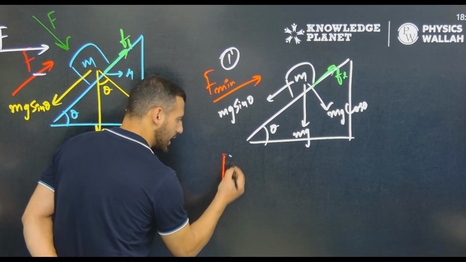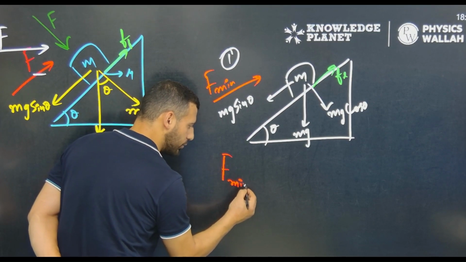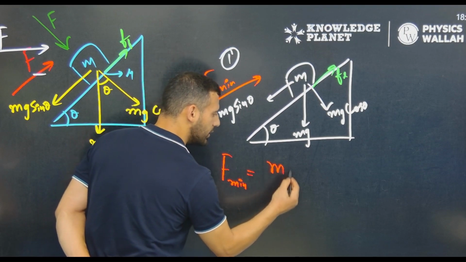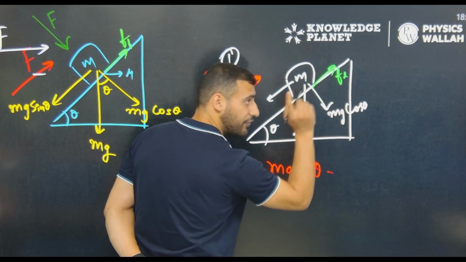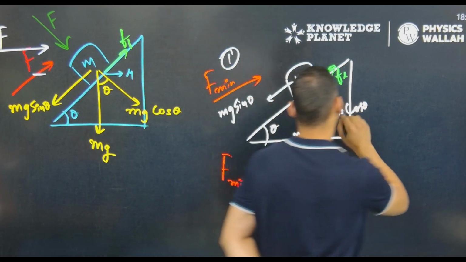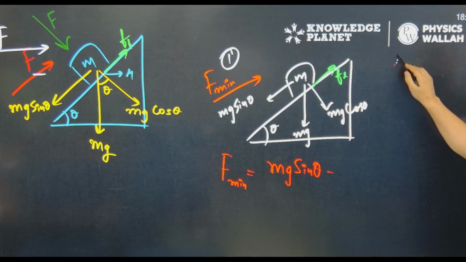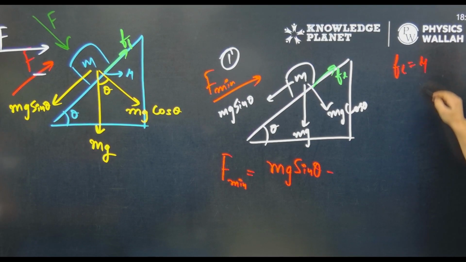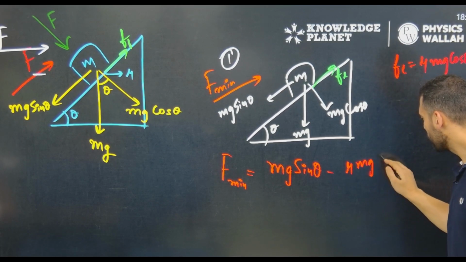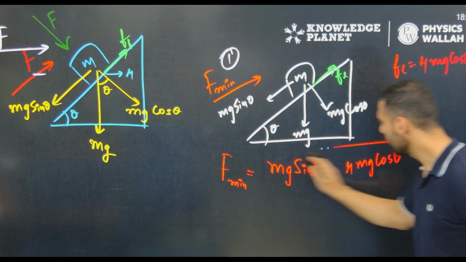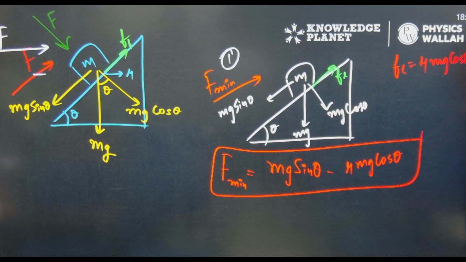So, can I say F min will be equal to mg sine of theta minus Fl, that is the maximum value of friction that we have, and that value of friction Fl is equal to mu times the normal reaction, which is mg cos theta, isn't it? Correct? So it will be mu mg cos of theta, correct? This is the minimum requirement.